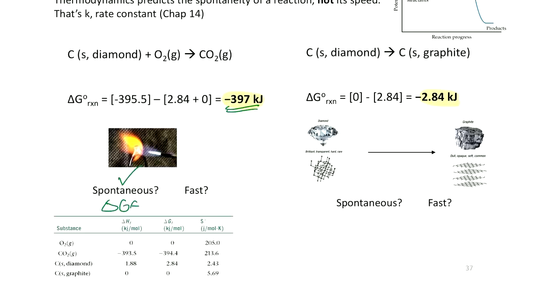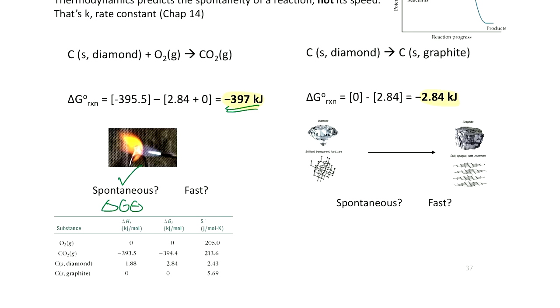If you are wearing diamond jewelry, it's not going to combust on itself spontaneously. But if you did catch it on fire, once it started burning, it will burn to completion by itself. Okay, so this reaction is spontaneous because delta G is negative.